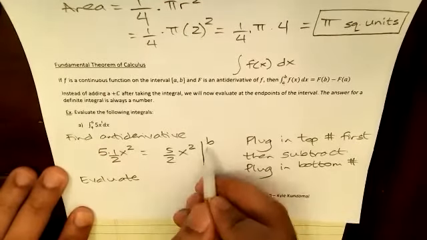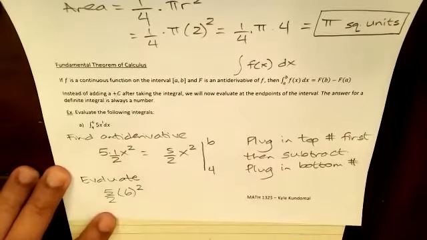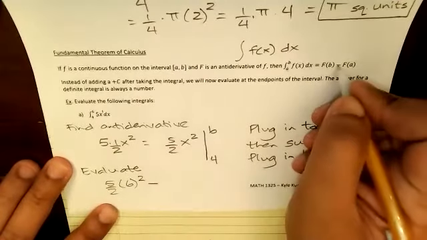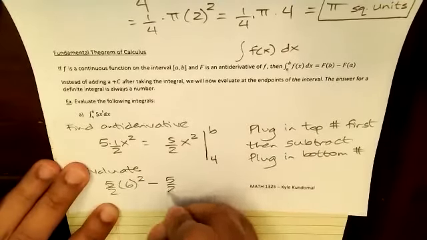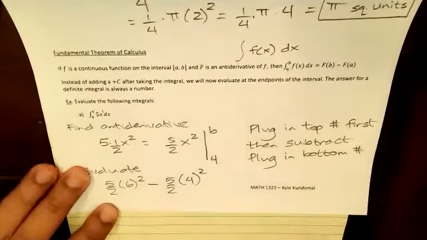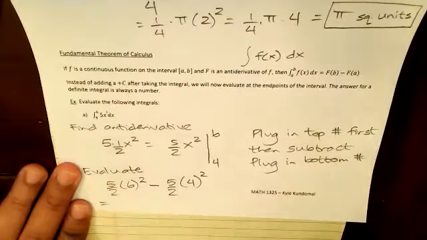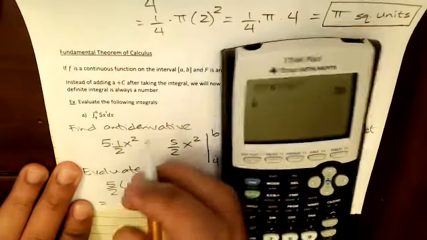Okay, so right here, I'm going to plug in 6 first. So that's going to be 5/2 times 6 squared. And then I'm going to subtract. You always subtract. You see in the formula right here, we're subtracting. And then I'm going to plug in the bottom number. So 5/2 times 4 squared. So this is something that you just do on your calculator. Let's see.